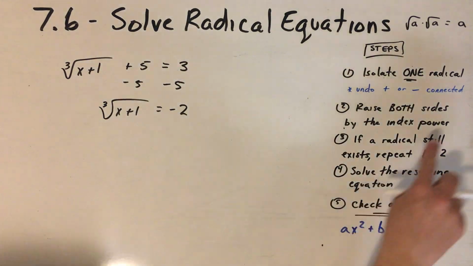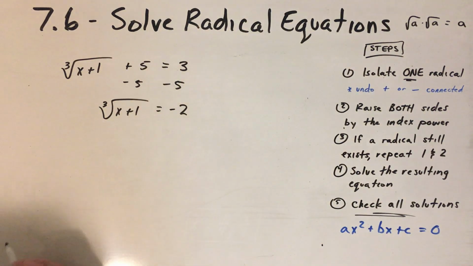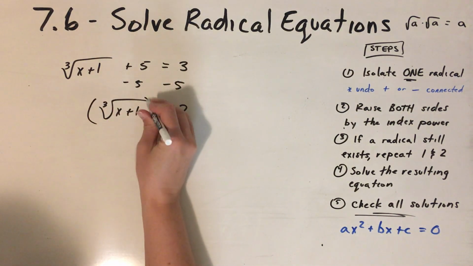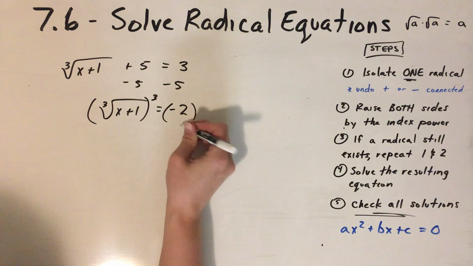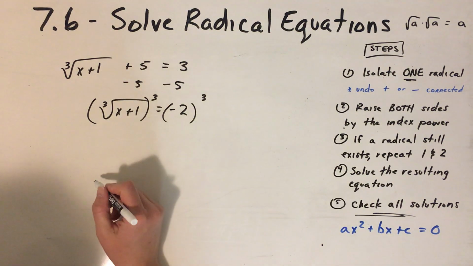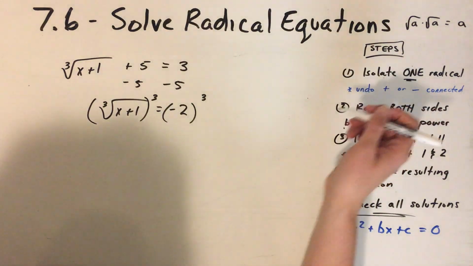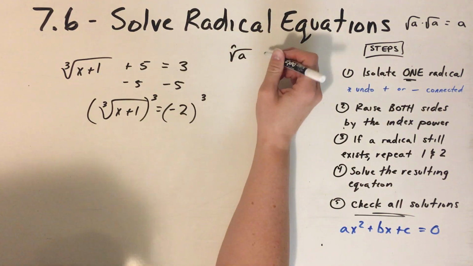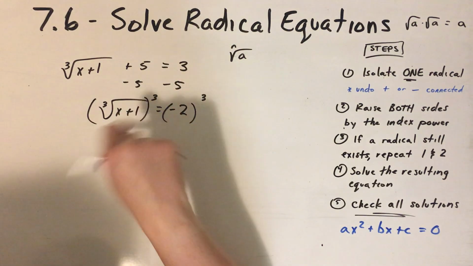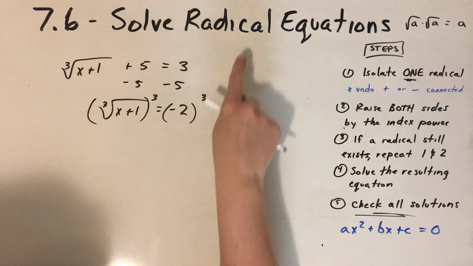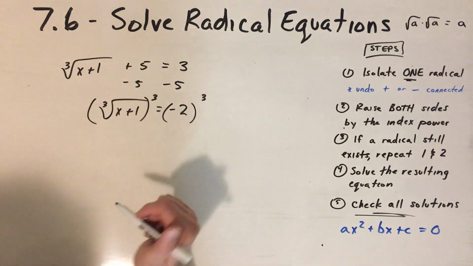Now I want to raise both sides to the index power. The index power is 3 in this case because this is a cube root. So I'm going to raise this to the third power, and I'm going to raise this to the third power, both sides of the equation. When I do that, whatever this n is, if I raise it to the same power, it will undo the radical.